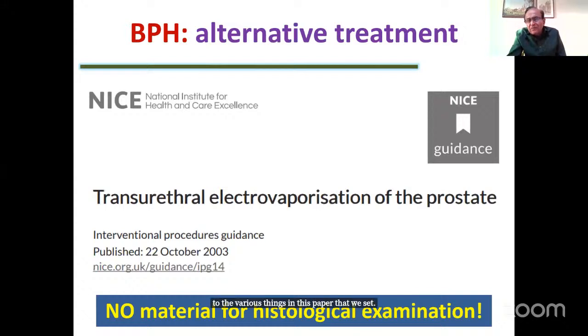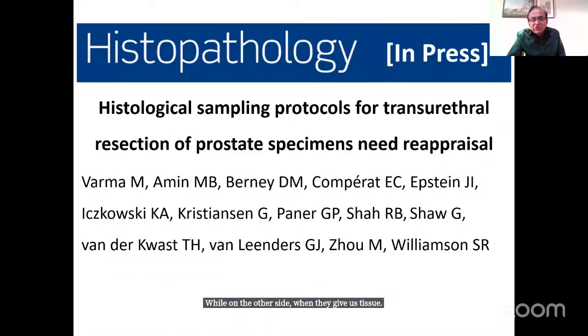And then finally, when it comes to prostate, you have the new technologies for treating BPH, where they do electrovaporization of the prostate. So when they vaporize the prostate, there is no histology at all, because there is no material for histology. So there we have no problem about not examining any tissue at all. While on the other side, when they give us tissue, we examine a lot of tissue. So I think this is something that we have been actively taking forward.